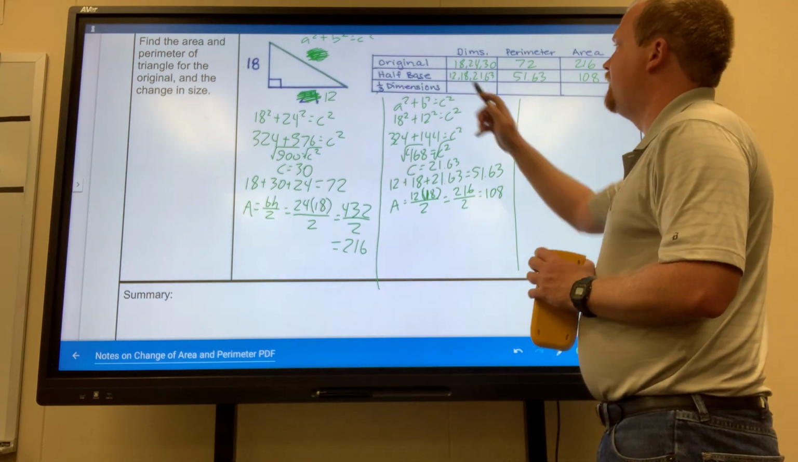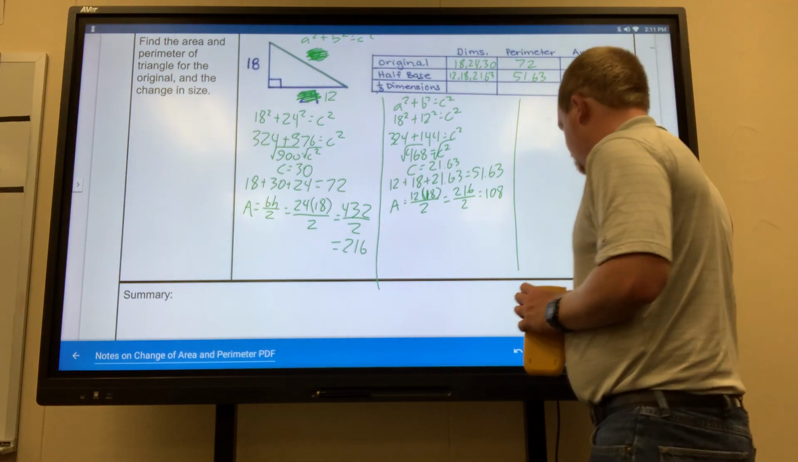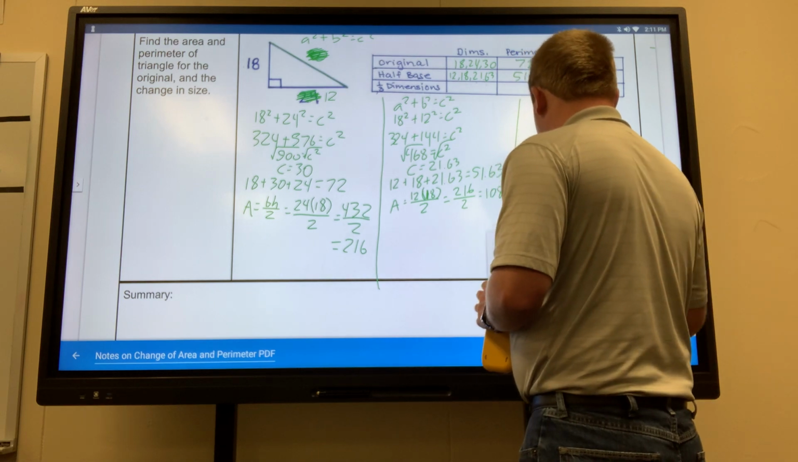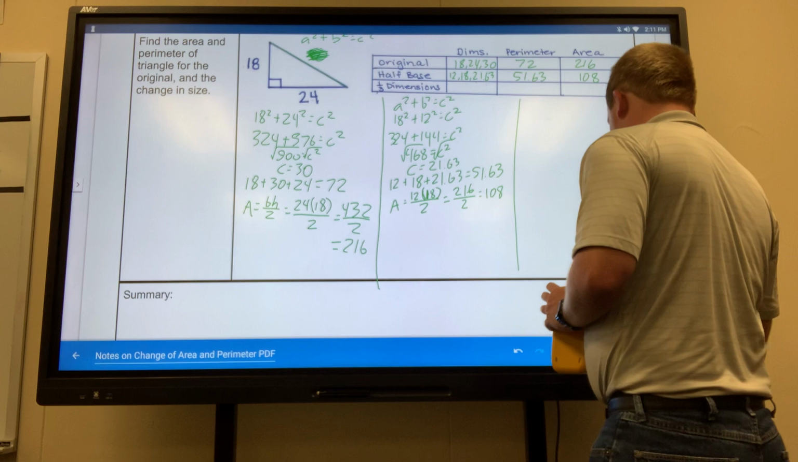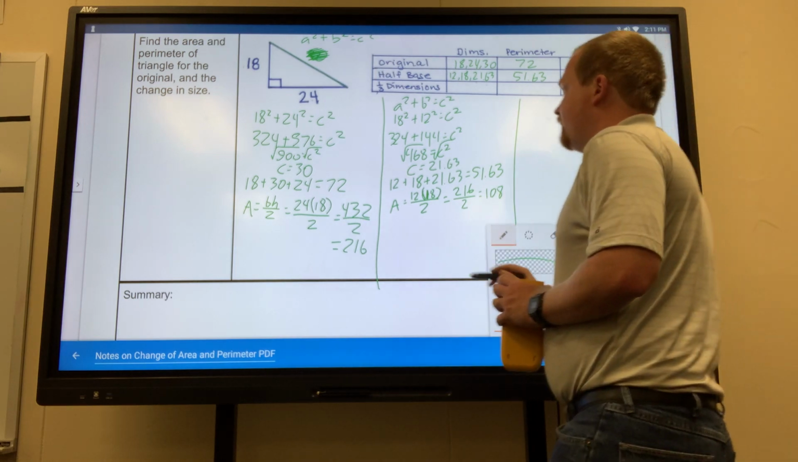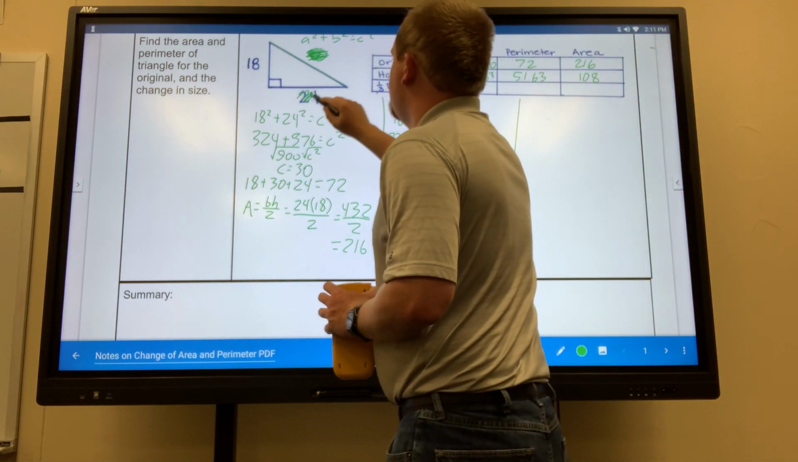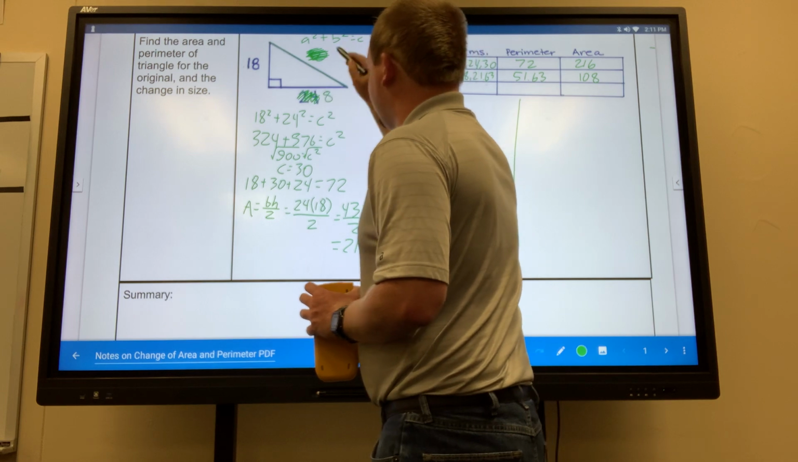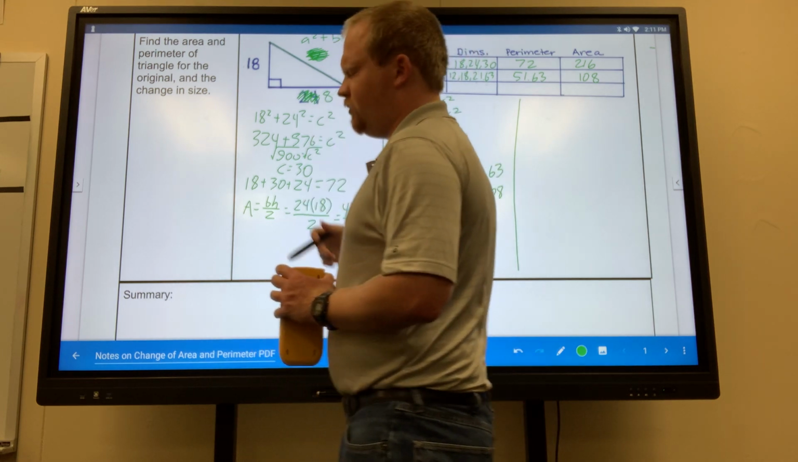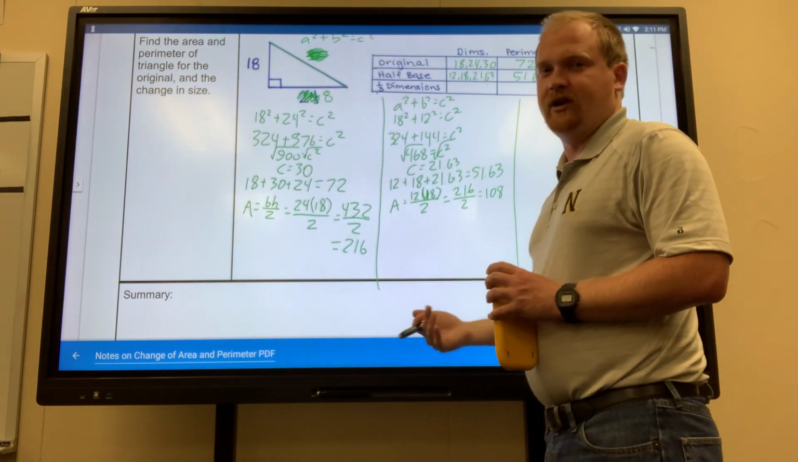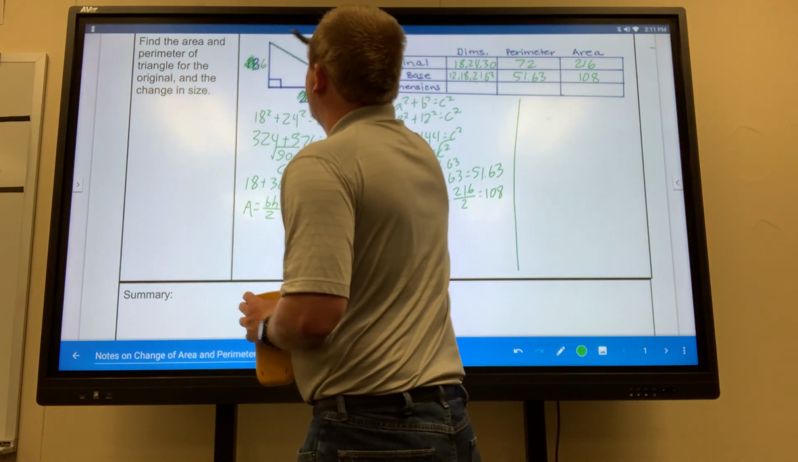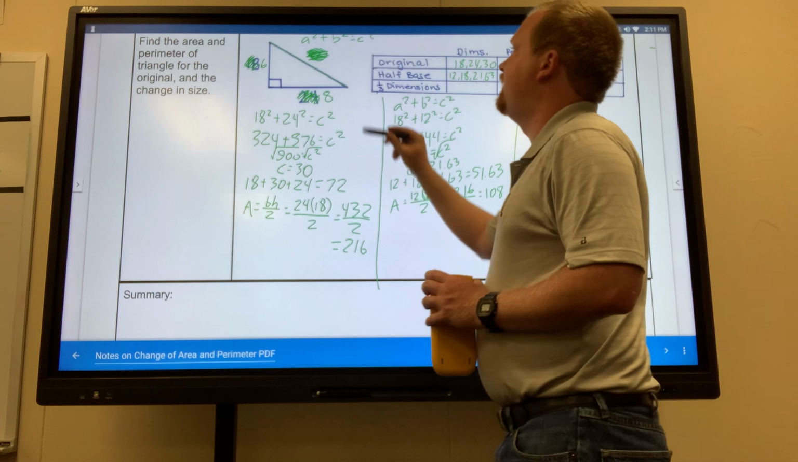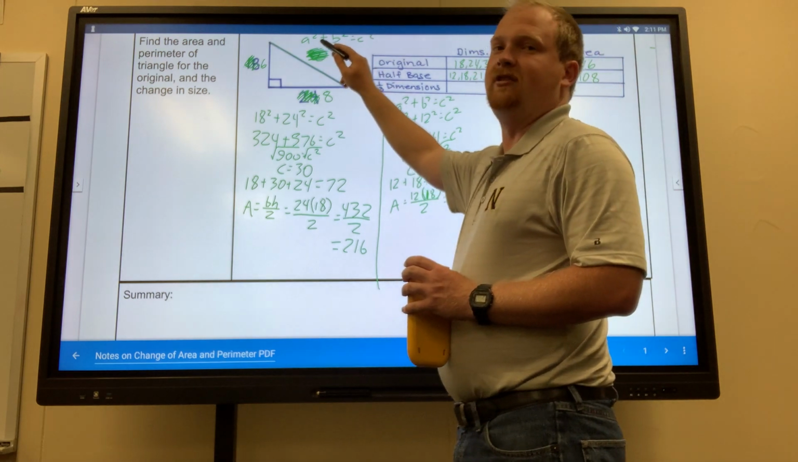Now, if I do a third, and again, I'm going to talk about from the original figure. So it's really only going to change these two. So a third of 24 is 8, excuse me, and a third of 18 is 6. I've got to be able to find what this length is.